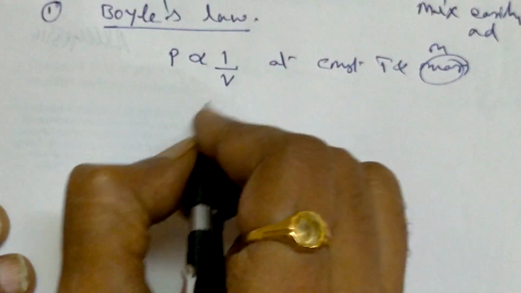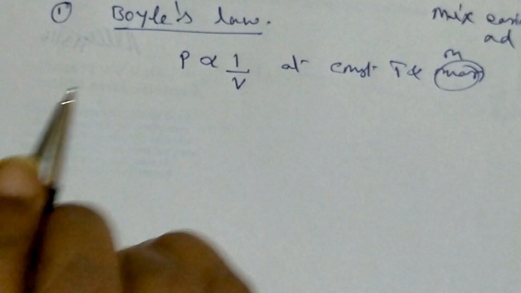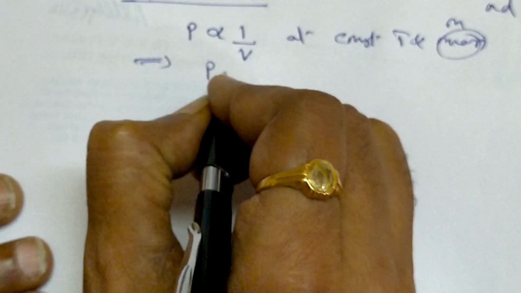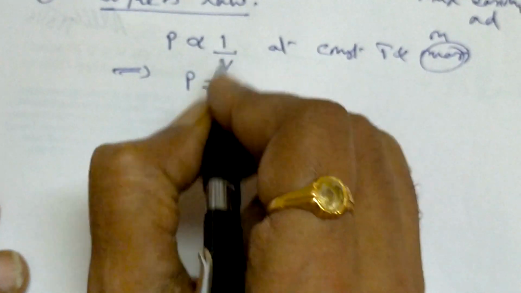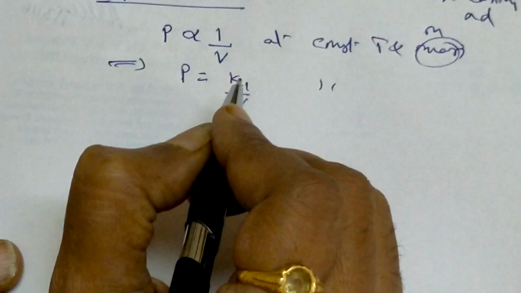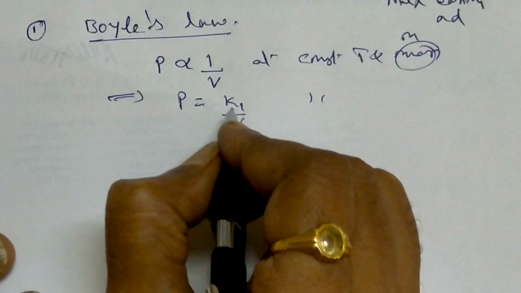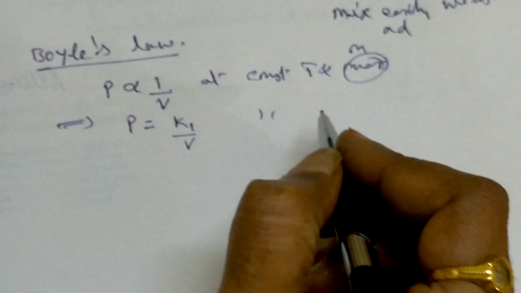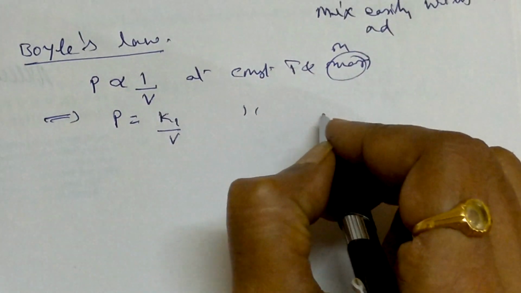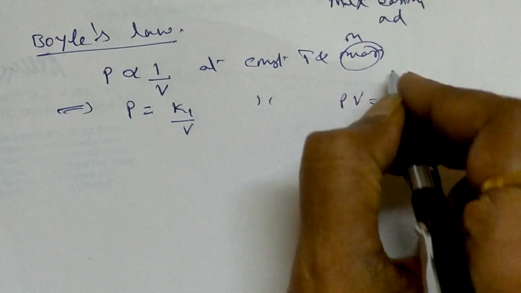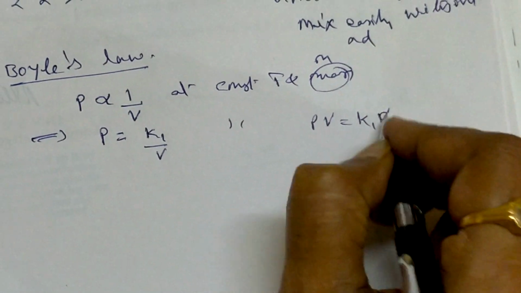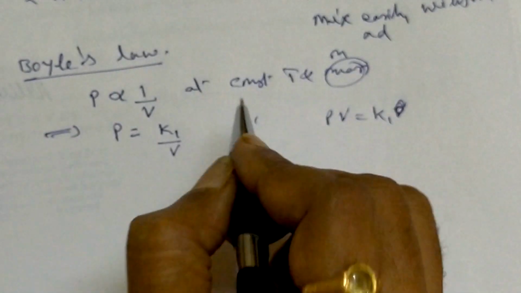Anyway, this can also be written as V is inversely proportional to 1 by P, but normally this is the representation. That means P equals some constant K1 by V at the same constant temperature and amount of gas. So K depends on the amount of gas and the temperature of the gas. This can be rewritten as PV equals K1, or K, at constant temperature and amount.